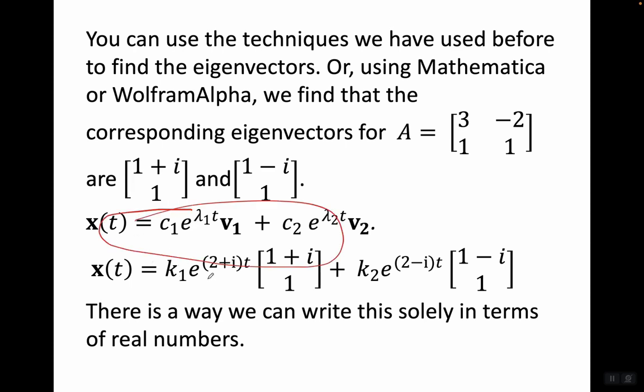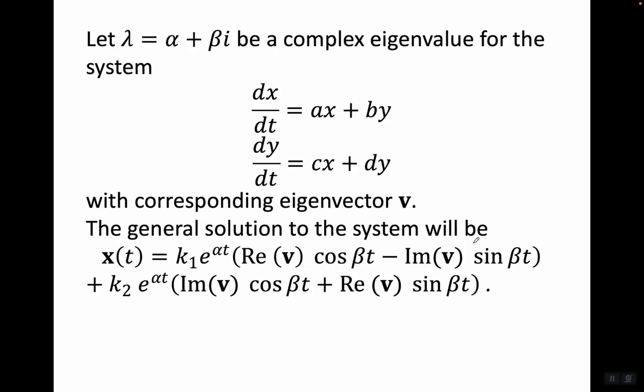So in other words, it's k1 e^((2+i)t) times this eigenvector plus k2 e^((2-i)t) times this eigenvector. Holy cow, I don't want to have i's running around in it because this would force k1 and k2 to be complex numbers, way too complex, pardon the pun. There's a way we can write this solely in terms of real numbers.